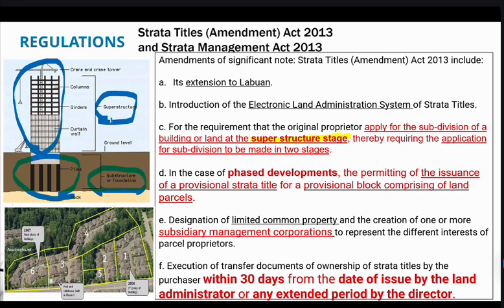When there are phased developments, they do allow issues of provisional strata titles and provisional blocks comprising the land parcels. They do have designated limited common property, creation of one or more subsidiary management corporations, and execution of transfer documents by the purchaser within 30 days of the day of issue by the land administrator.